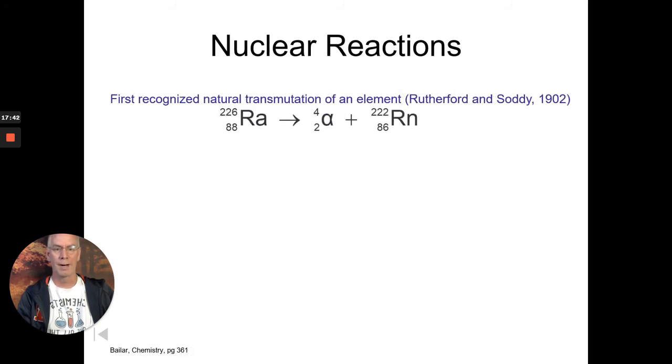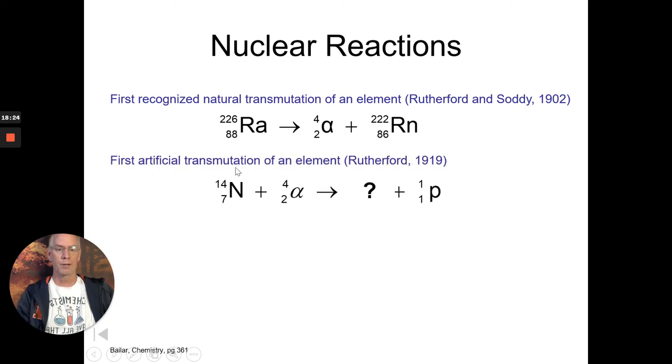In terms of nuclear reactions, it was interesting. Ernest Rutherford, the guy that did the gold foil experiment, was the first person that recognized natural transmutation of an element. He found out that radium, which is naturally occurring, that's what's in the Midwest under your house, that's why you have a radon mitigation system. Radium will decay, producing alpha particles and radon gas. And radon gas, if you inhale it, causes lung cancer. That's why, if you have a basement and a sump pump, you probably have a white tube going outside your house, removing that radon gas.